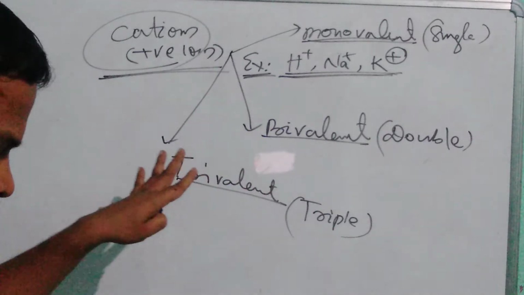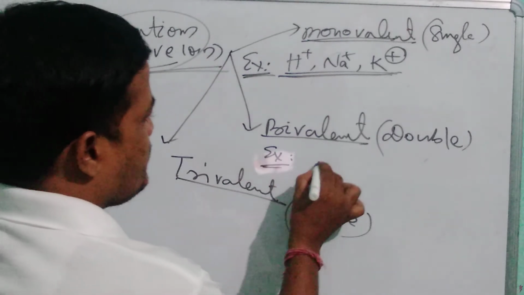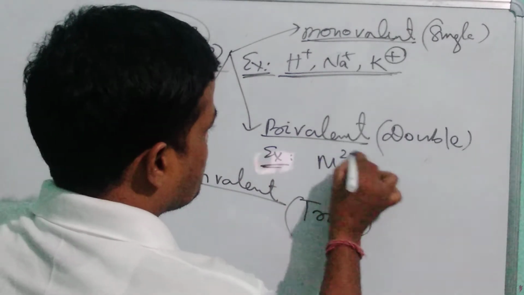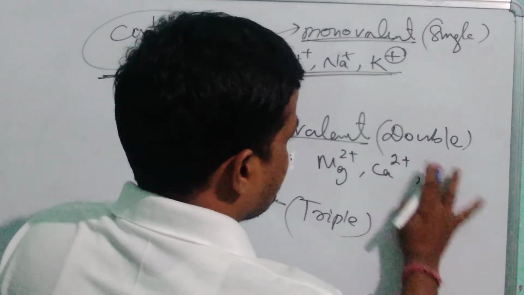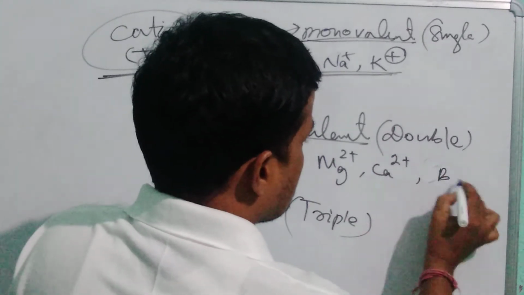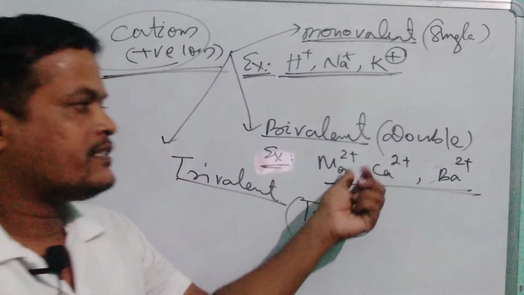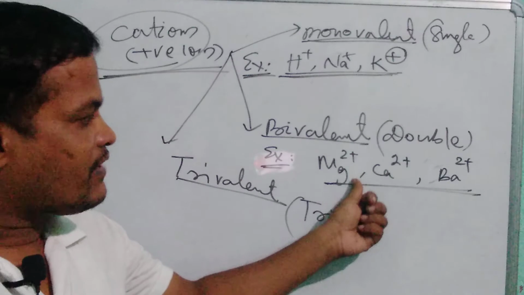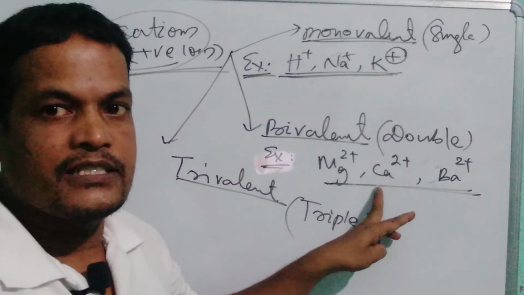Next come to bivalent ions. We can say bivalent: magnesium 2 plus, calcium 2 plus, barium 2 plus. All these positive ions or cations have only 2 charges, which means their valence is 2. So we can say these are bivalent, double charge ions.